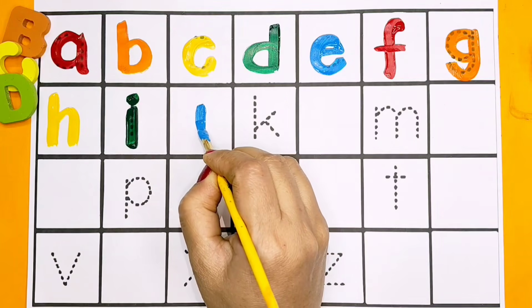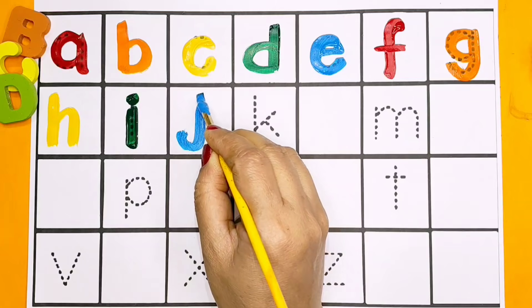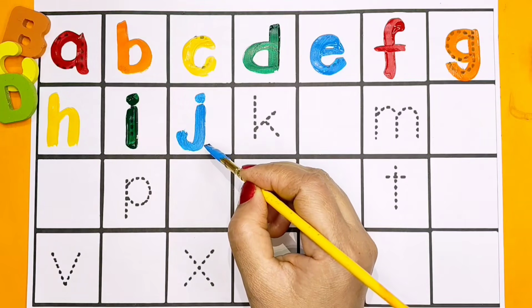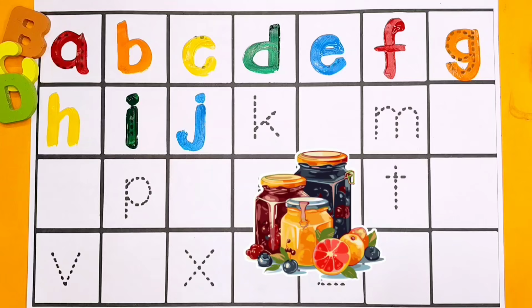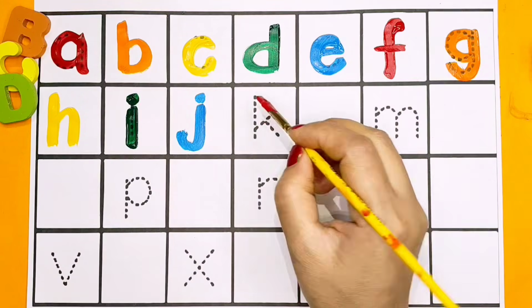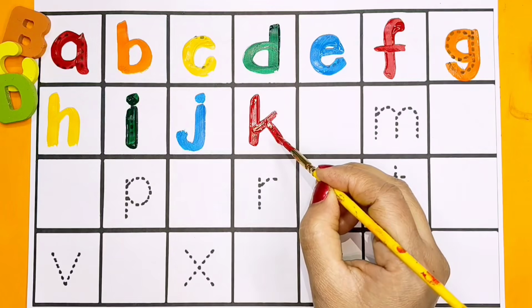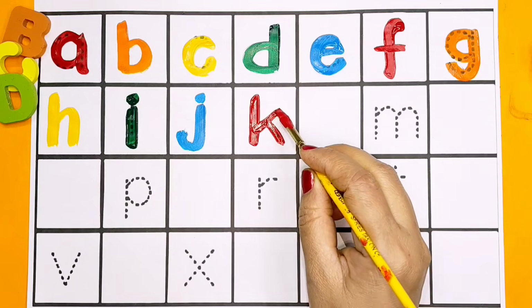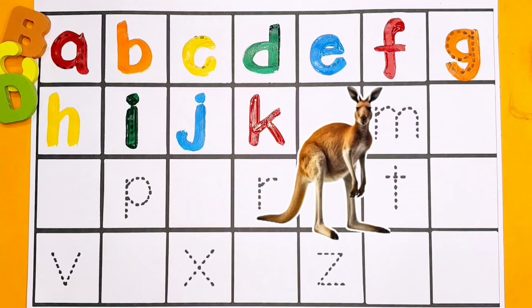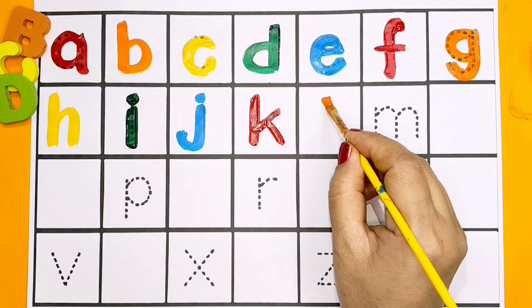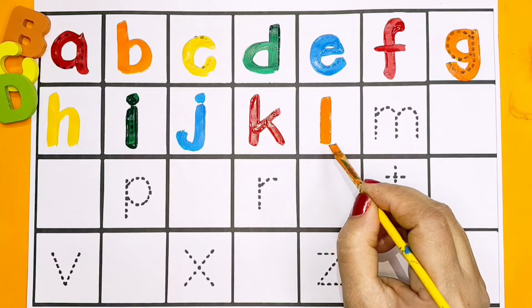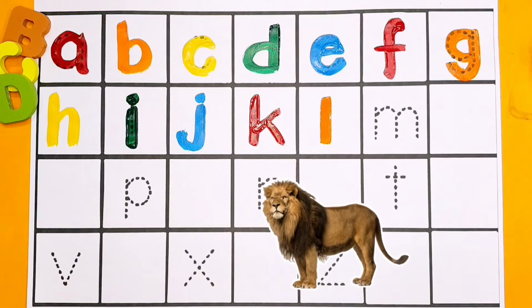Sky blue color. Missing letter J. J for jam. J for jam. Red color. K. K for kangaroo. K for kangaroo. Orange color. Missing letter L. L for lion. L for lion.